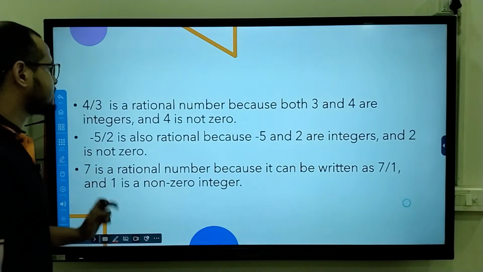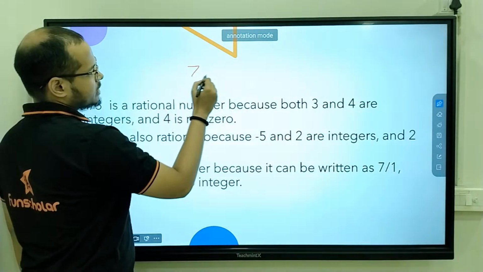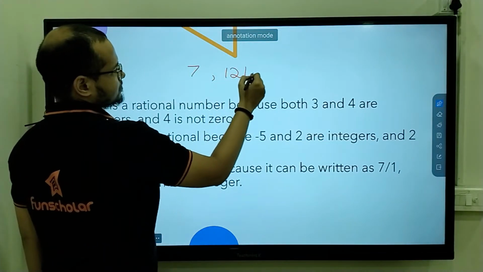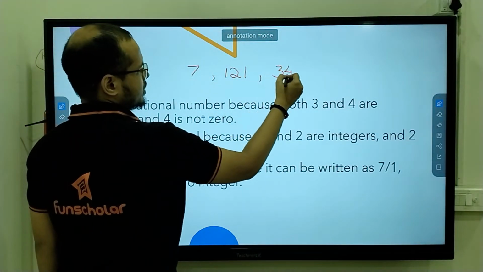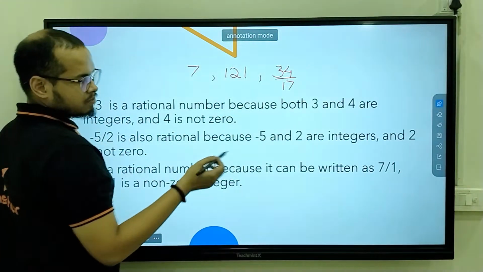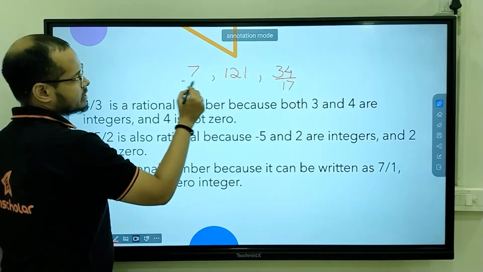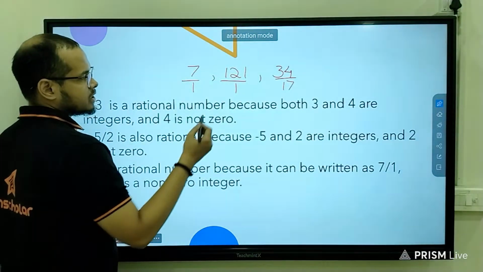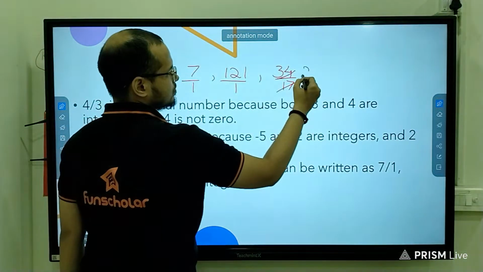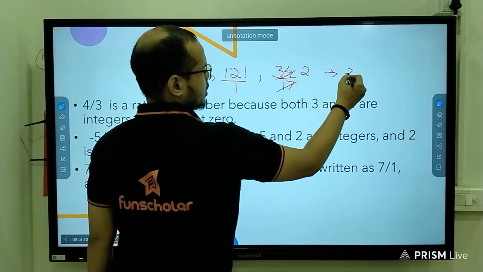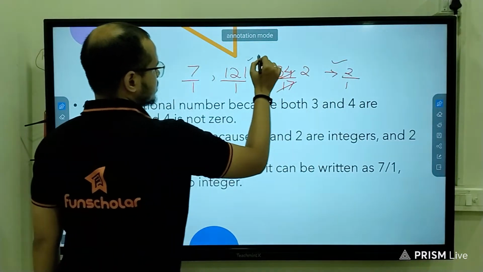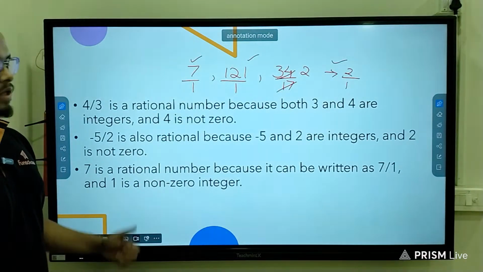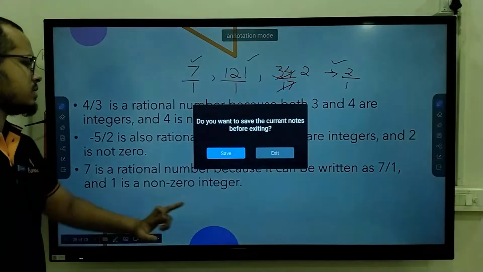So if I say there is a number called 7, 121, 34 by 70. Are these all rational numbers? My first guess is yes, because the denominator is 1 in all of these cases, and this is nothing but 2, which can be interpreted as 2 by 1. So yes, all of these three numbers are good rational numbers.